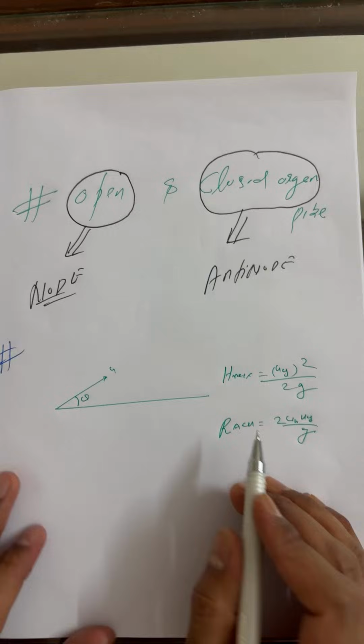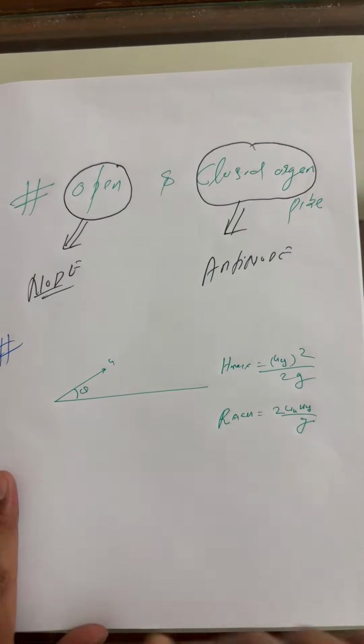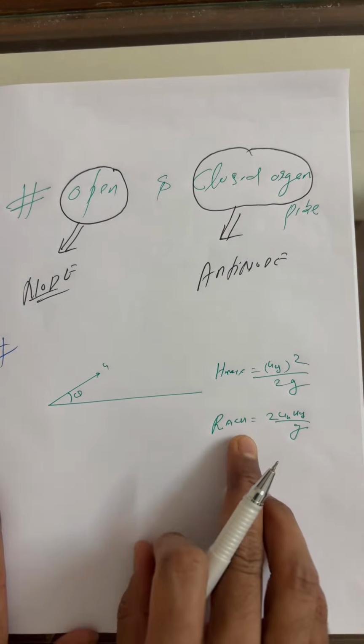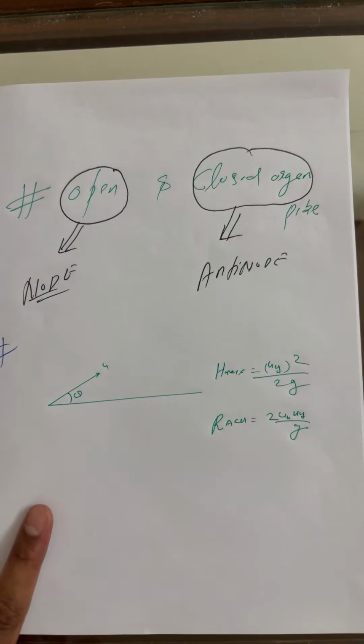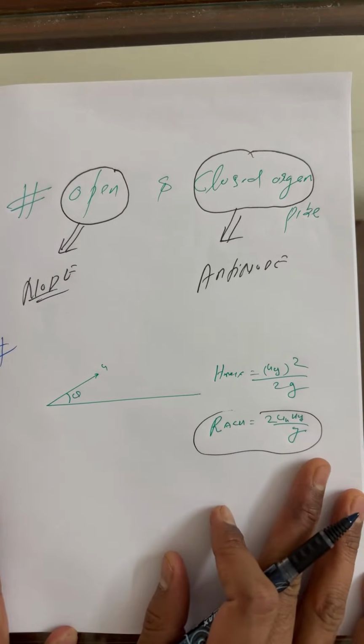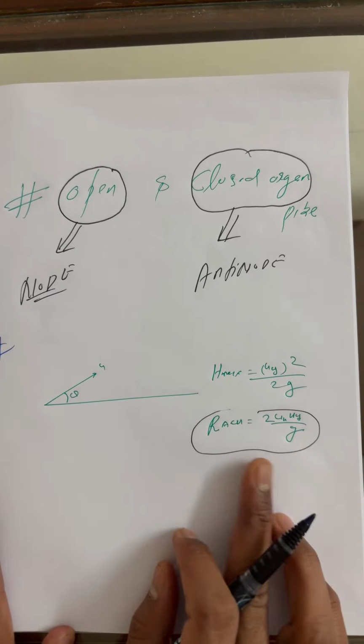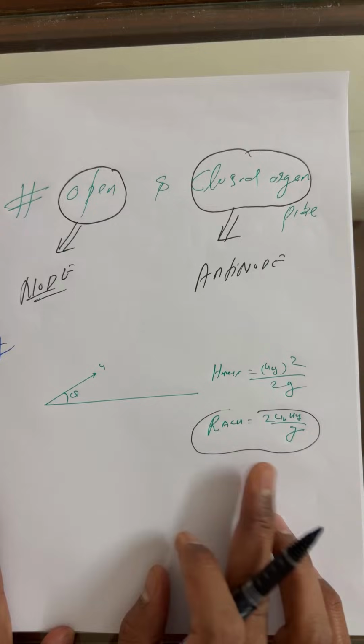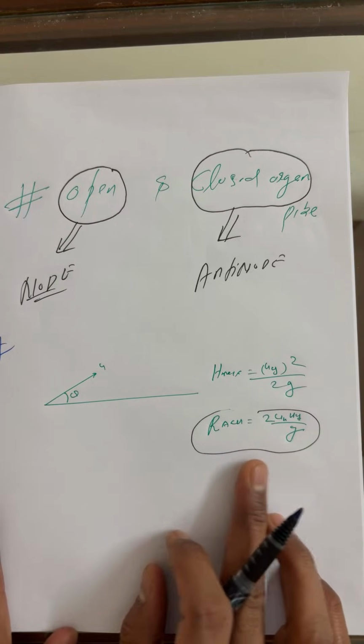I know till now, I don't know about today's evening shift. Till now, they didn't ask any questions on range. There is a very high probability they can ask these questions here, right?